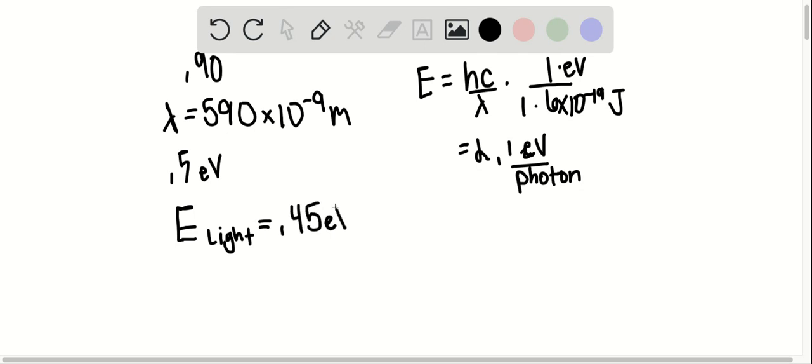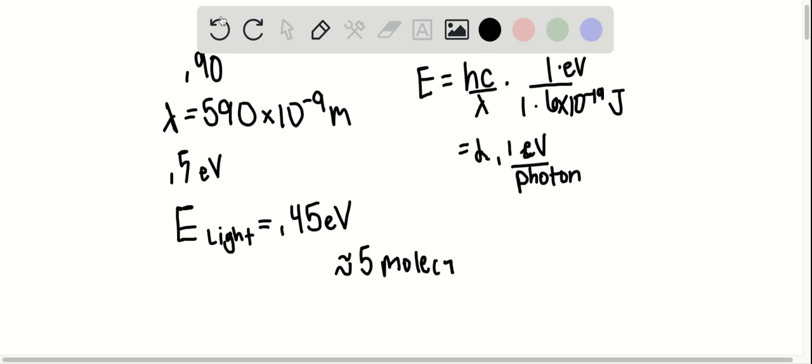eV. And so we want to figure out how many of these to create one photon. And I would say that you want to do 2.1 divided by 0.45, which is about 5 molecules. Molecules are quantized. So yeah, you need at least 5 of them to get this one photon.